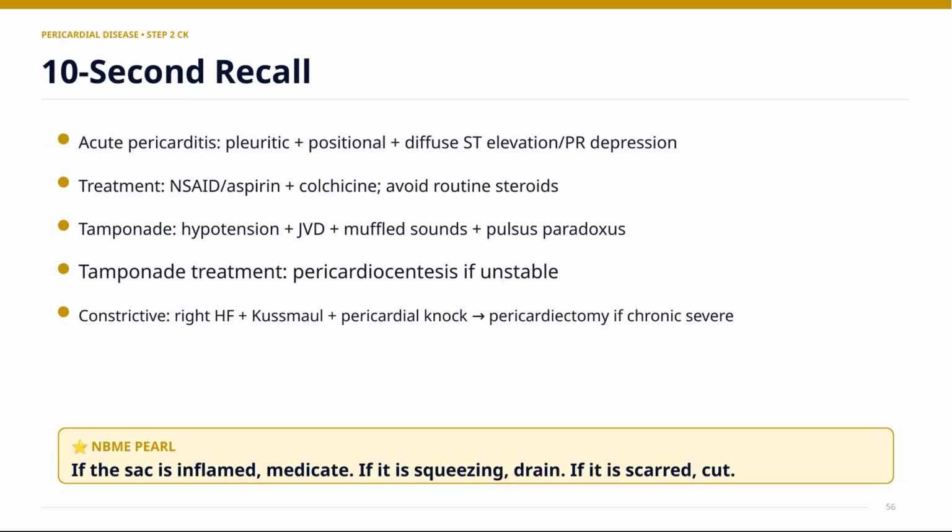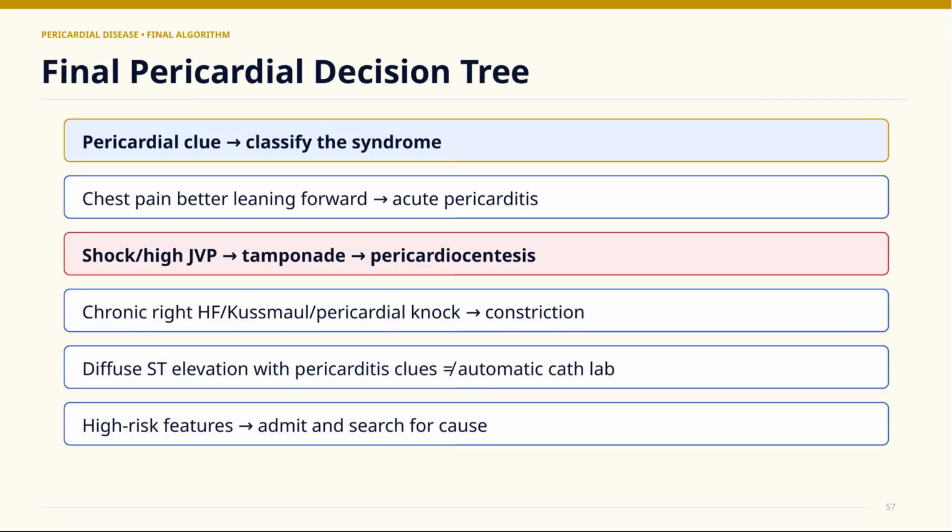10-second recall, go. Acute pericarditis, pleuritic, positional, diffuse ST elevation, PR depression. Treatment, NSAID or aspirin plus colchicine. Avoid routine steroids. Tamponade, hypotension, JVD, muffled sounds, pulsus paradoxus. Treatment, pericardiocentesis if unstable. Constrictive, right heart failure, Kussmaul sign, pericardial knock. Pericardiectomy if chronic and severe.